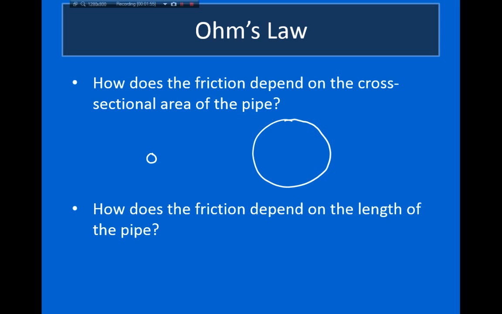Similarly, the next question asks, how do you think the frictional force will depend on the length of the pipe? So hopefully this makes sense that if you have a relatively short pipe like this, it's going to have less friction than if you have a really, really long pipe, because the longer pipe has more surface that can rub up against the water and slow it down.